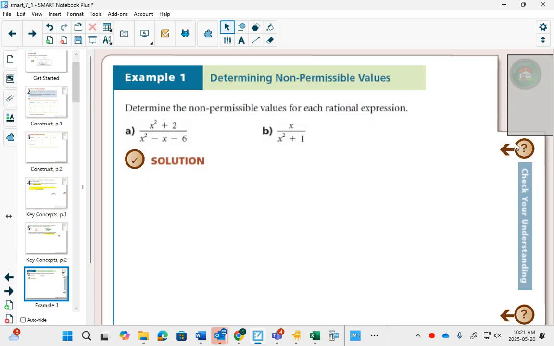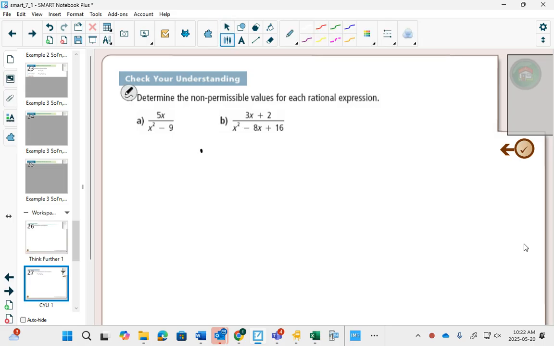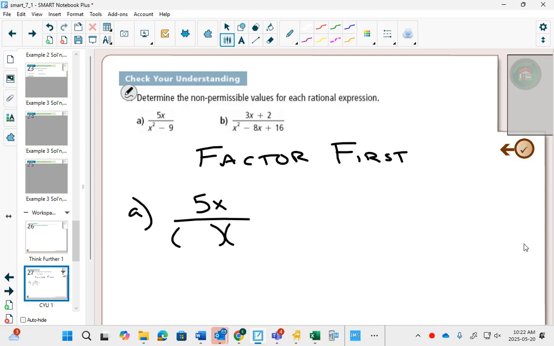So when we get to example 1 here, the key thing that we're going to find in this unit, very important, is we will always have to factor first. Because factoring first will help us see what makes us divide by 0. So for example, in A, I can factor the bottom as the difference of squares to be x plus 3, x minus 3. And once it's factored, it's easy to list the non-permissible values.